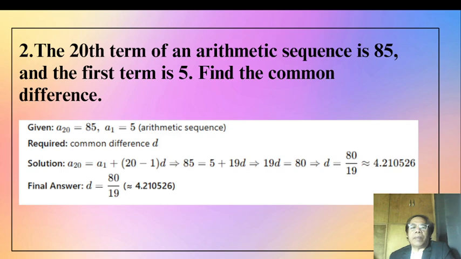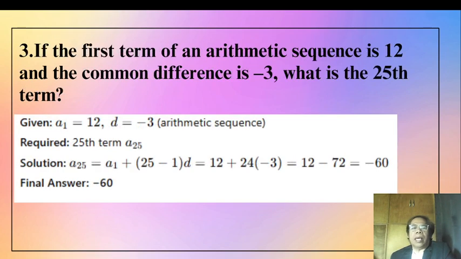And then number 2. The 20th term of an arithmetic sequence is 85. The first term is 5. Find the common difference. So we're given a20 = 85 and a1 = 5 for the arithmetic sequence. We are asked to find the common difference. So using the formula, a20 = a1 + (20 - 1)d, substituting the given data and using algebra, the value of d is 80/19.